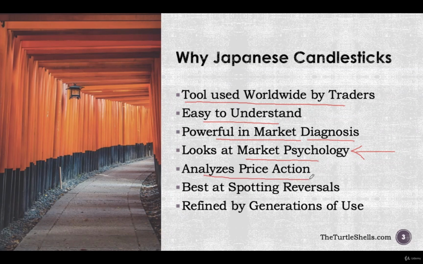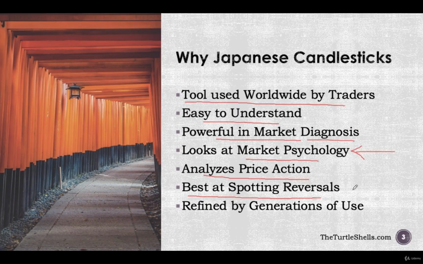Japanese candlesticks is all about analyzing price action. So every candlestick represents the movement of price. So the different shapes of candles help us analyze where the price is going to go next, or at least what is the probability that the price will go up, or the probability that the price will go down, or the probability that the price will remain flat. The Japanese candlesticks are best at spotting reversals. In fact, Japanese candlesticks are even better than Western indicators in helping us spot reversals.